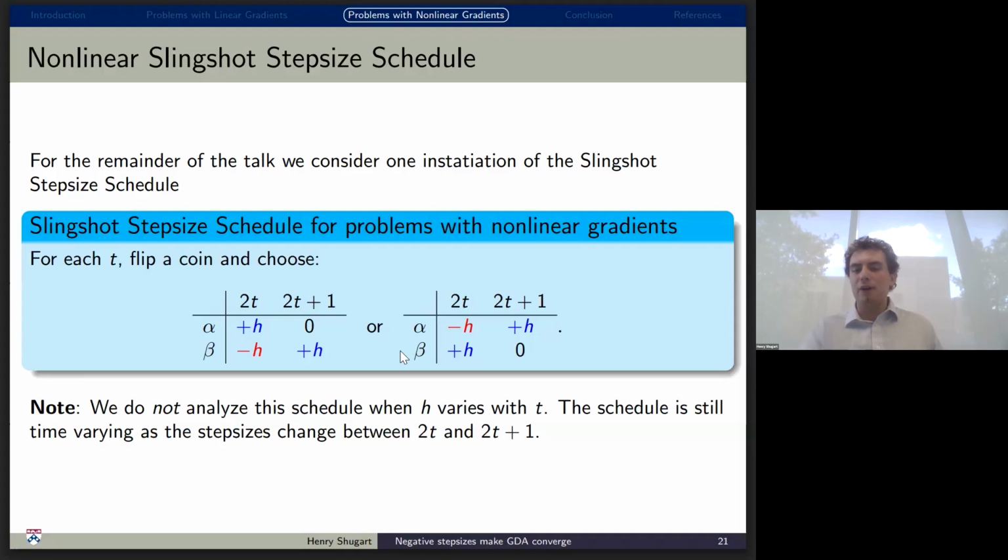I want to point out that this is not the only step size schedule that will work for convergence on nonlinear problems. It's just one instance that we chose to analyze because it's nicely parameterized by one parameter, and it was easier to analyze than some of the other step size schedules. I'm also going to make one quick remark that we don't analyze this step size schedule for H varying in T. We're only going to focus on H being fixed throughout the optimization, at least in this part.